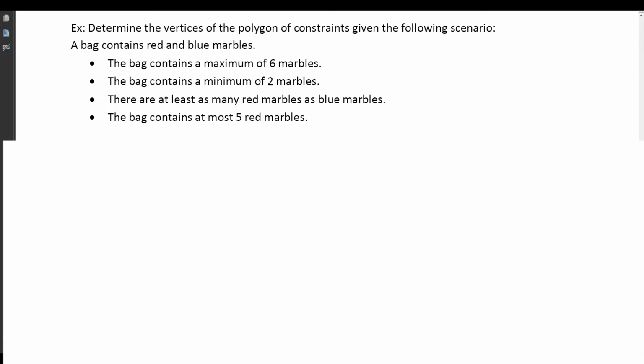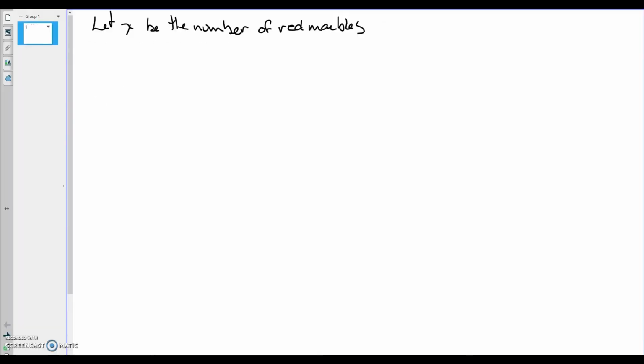A bag contains red and blue marbles. A bag contains a maximum of 6 marbles. The bag contains a minimum of 2 marbles. There are at least as many red marbles as blue marbles, and the bag contains at most 5 red marbles. We're going to follow the steps the same as we've been doing up until this point in the unit.